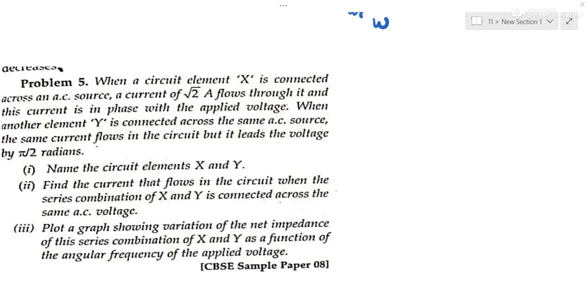Let us have a look at the next numerical, which is a little important. I mean, all are important though. When a circuit element X is connected across an AC source, a current of root 2 ampere flows through it. So right now the current is I RMS, which is root 2 ampere, and this current is in phase with the applied voltage. What does it mean? It means the element X is a resistor.